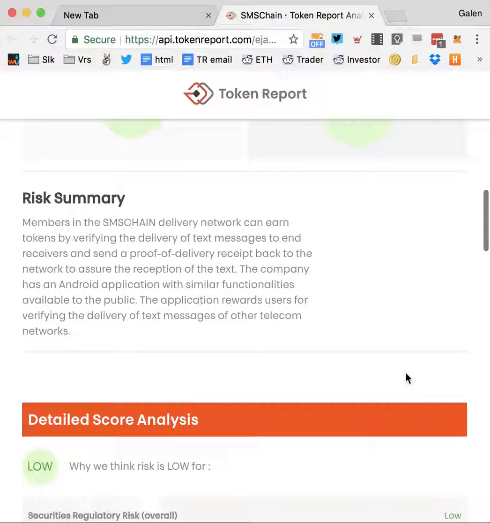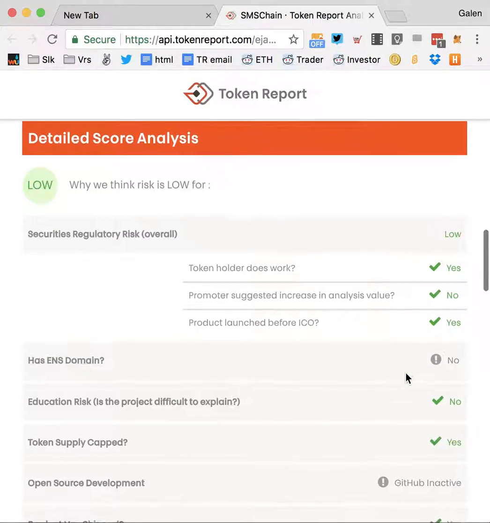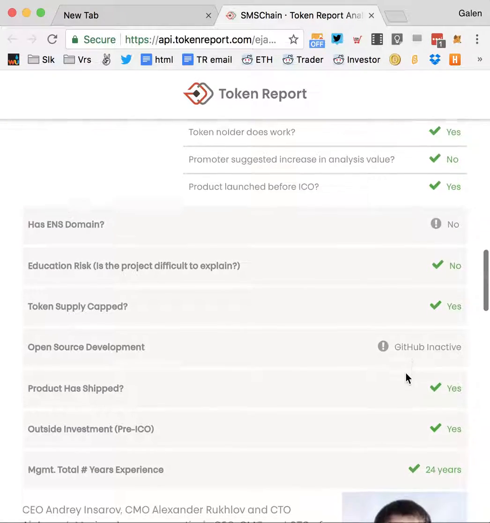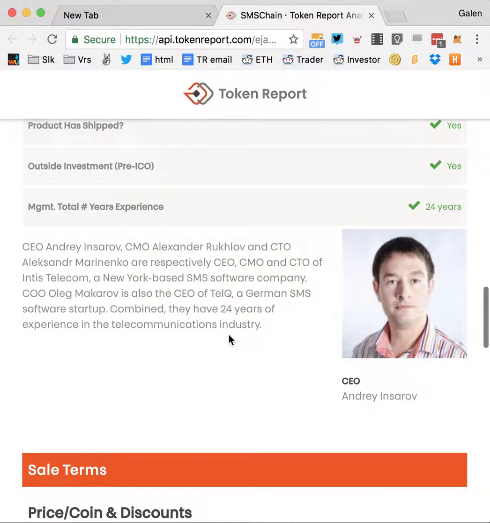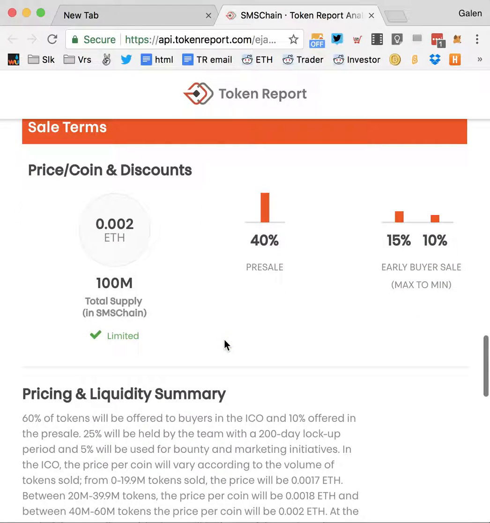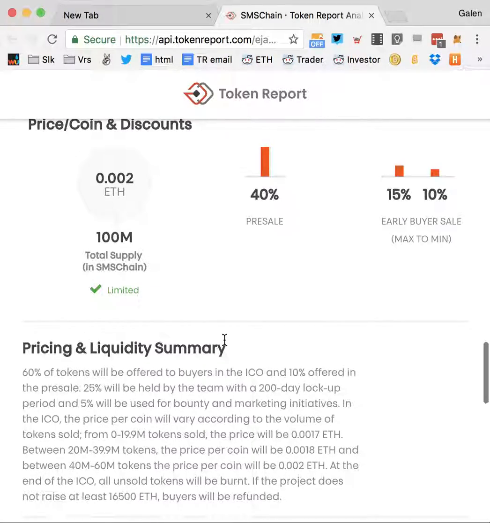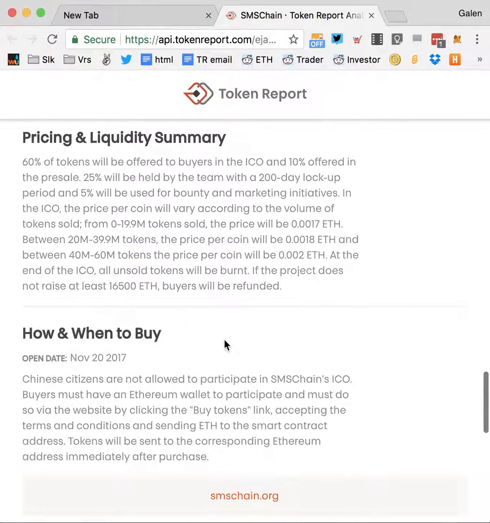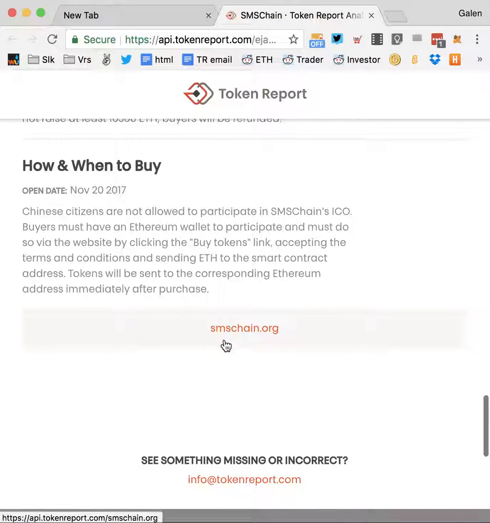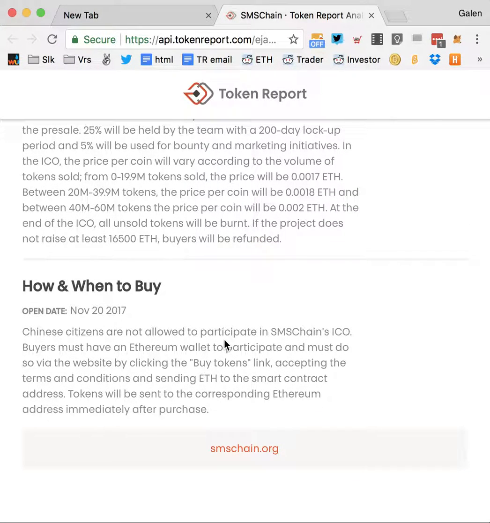So here we learn a little more about the risk summary. Why do we score it the way we do? And what are some of the factors that go into that? We get to meet the team, learn a little bit about them. And we also learn about discounts that are offered to private sale buyers or pre-sale buyers. Pricing and liquidity summary tells us a little bit about the supply of the coin, how they're pricing it, how much of it are they issuing, how much are they holding, and then some buying instructions for the user. If you decide this is a coin you want to go and buy, we will provide a reliable place to go and find the information you need to get the token on the day of the ICO. So that's the one sheet.